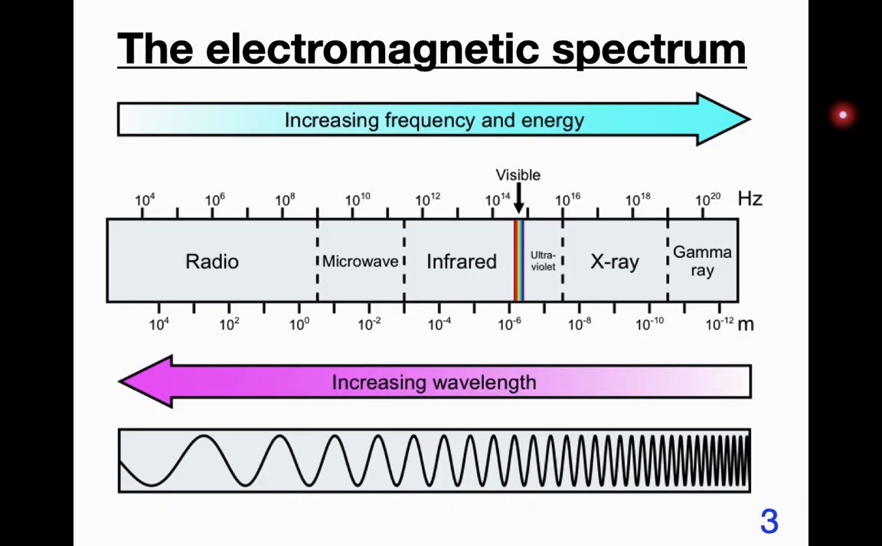Okay, now here's another diagram. You don't necessarily need to copy this one down, but it's a nice visual. Increasing frequency as we go to the right here, increasing wavelength as we go to the left. They're opposites. As one increases, the other decreases.